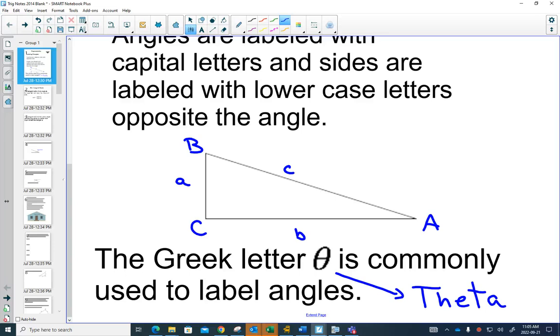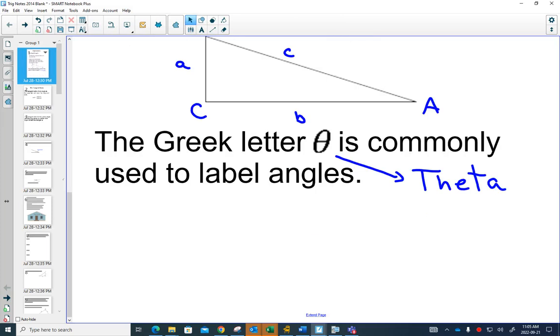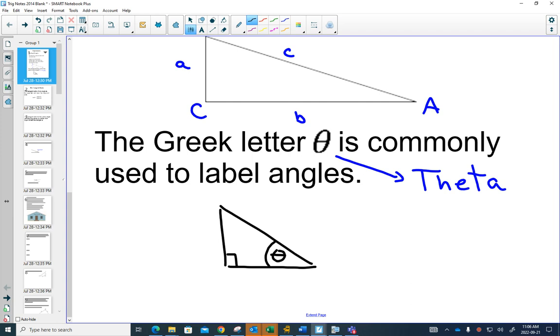This is the Greek letter theta, and we use it a lot in trigonometry. So when we're talking about an angle, I draw some right angle triangle, and I label the angle theta. If the angle theta is here, we would call this side the opposite side. This side is still the hypotenuse. And this side is the adjacent side.